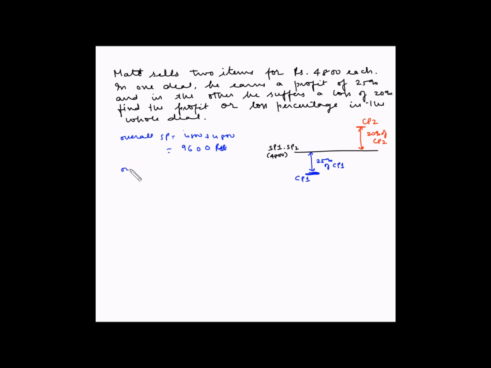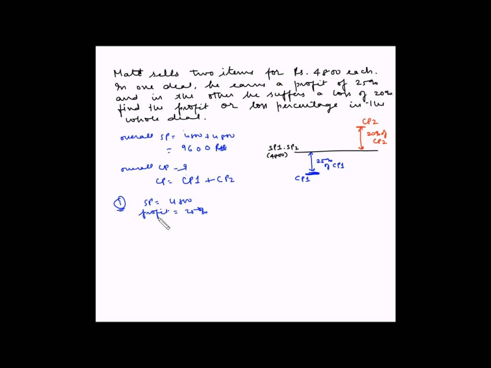Now if we know the overall cost price, then we can easily find profit or loss, and then we can easily also find the profit or loss percentage. So let's find the overall CP, which will be equal to CP1 plus CP2. So for the first deal, the selling price is equal to 4800 and profit is equal to 25%.